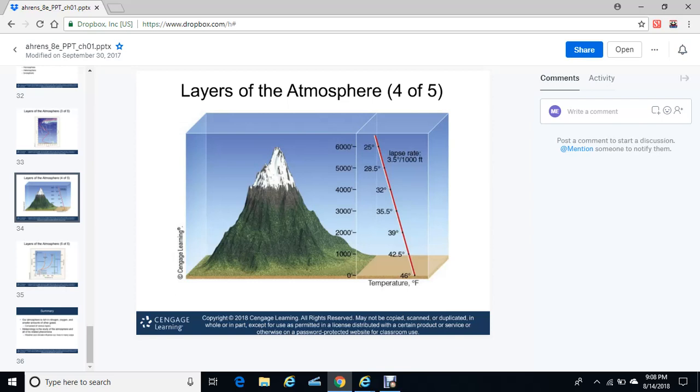So in this case, we're starting out with a temperature of 46 degrees Fahrenheit at the surface, and by the time you get up to about 6,000 feet, temperature is only 25 degrees Fahrenheit. So you can see how that drop off occurs.